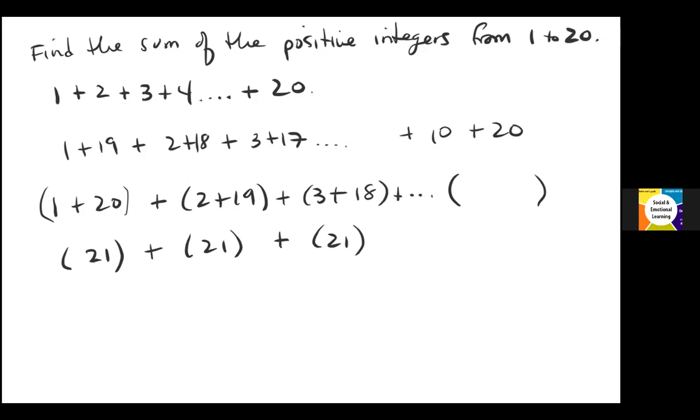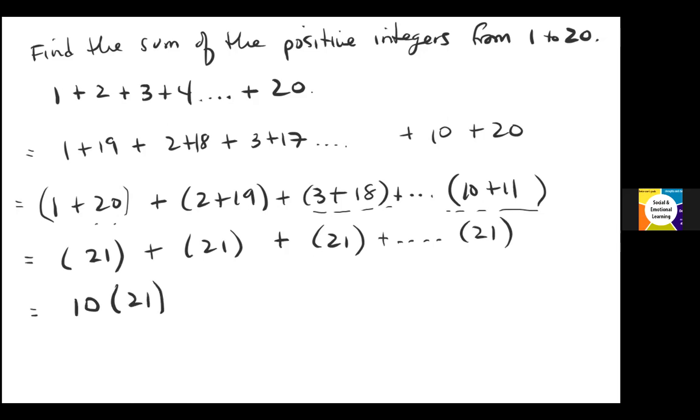If we're counting up 1 plus 20, 2 plus 19, 3 plus 18, what is the last pair that we're going to get to? 10 and 11. 10 and 11, exactly. So we're going to get another, and that's 21. So we can rewrite this as 10 pairs of 21. So 10 times 21, which is equal to 210. So again, this isn't that many numbers, but I could ask you to add the integers from 1 to 1,000.